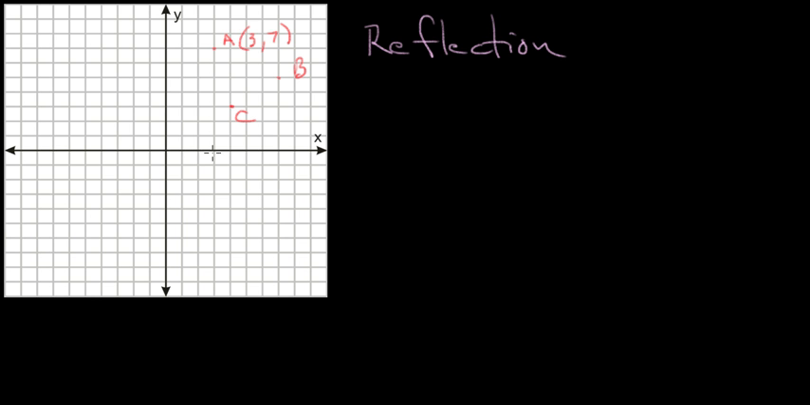B, 1, 2, 3, 4, 5, 6, 7. 1, 2, 3, 4, 5. So B is 7, comma 5. Notice these are all positive because I'm in the first quadrant. X and Y are both going to be positive in the first quadrant. And then C is 1, 2, 3, 4, 1, 2, 3. So this is 4, comma 3. And so I'm going to connect those dots so you can see we have a nice pretty triangle here.